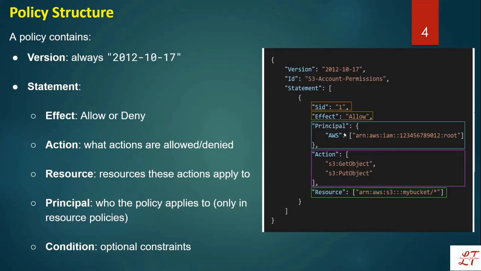Action is what someone can do, like get an object or put an object. Resource is which resource the actions apply to. The Principal states who the policy is applied to, used in resource policies like S3 bucket policies. And the Condition is often a filter, such as allowing access only from a specific IP. So policies are basically the AWS way of saying who can do what on which resources.